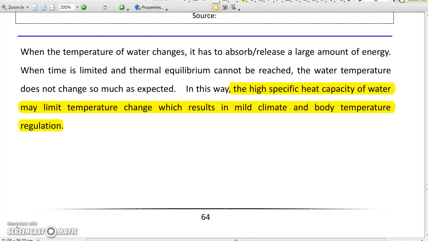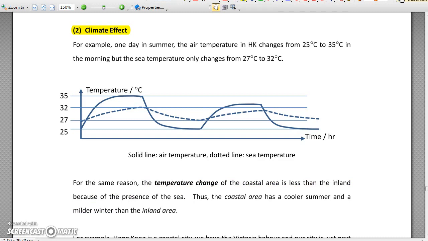On the other hand, water is also important for temperature regulation. So what is temperature regulation? That means when the body has a large amount of water, it will be very difficult to change its temperature. So the high specific heat capacity of water can limit the temperature change, which then results in mild climate and body temperature regulation. Let's talk about the climate effect.